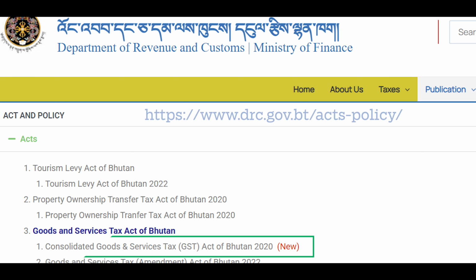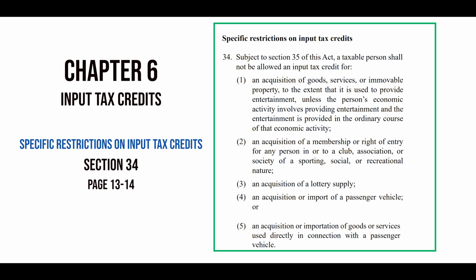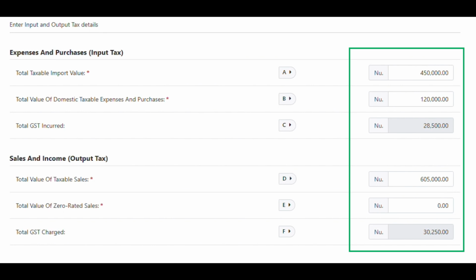Smart taxpayers verify before submitting. Dawa double-checks his input tax credit claims against GST Act restrictions. Why does this matter? Claiming ineligible credits may trigger extra compliance costs for your company. Protect your company. Verify your calculation first.